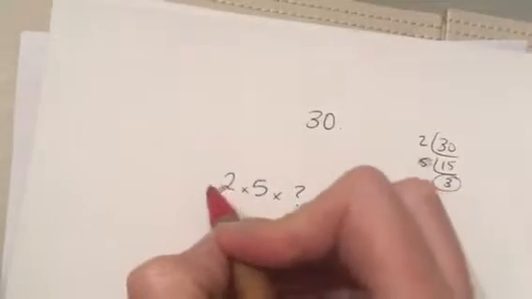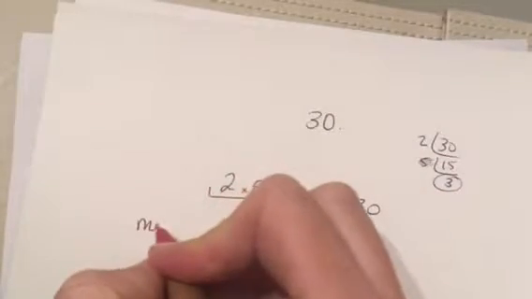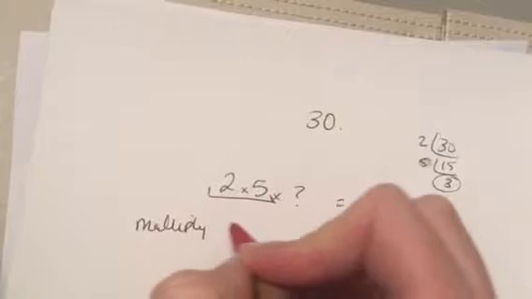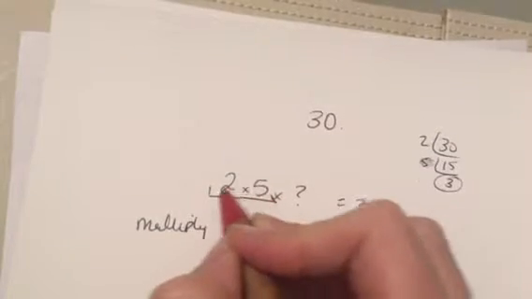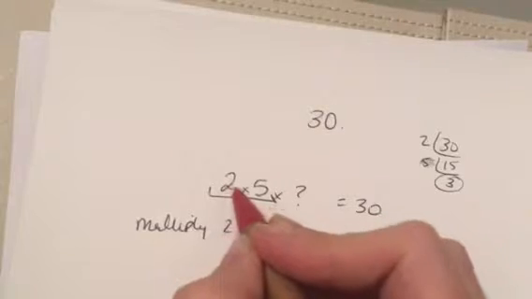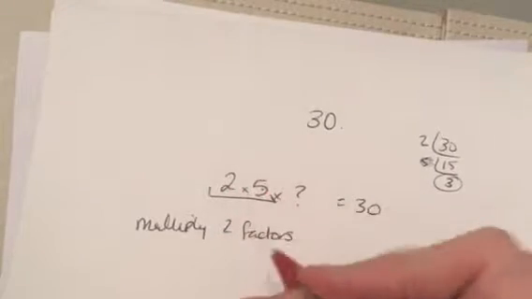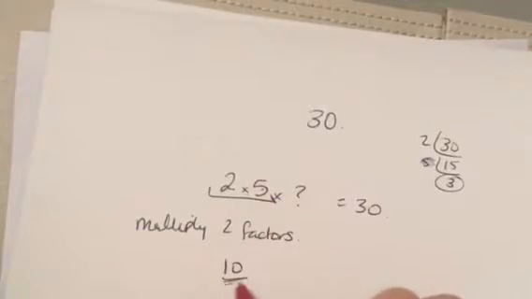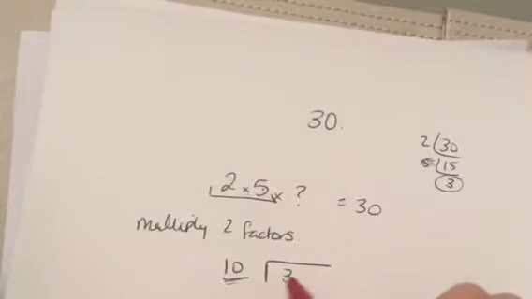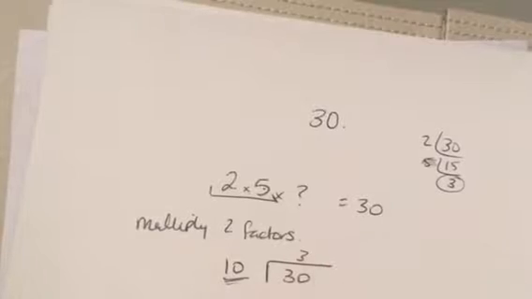What you could do is multiply your two factors. So this is fast to multiply them. If it was algebra, it might take me a minute. So 2 times 5 is 10. And then you divide your two multiplied factors into the 30, and that would give you 3. So keep that in mind.